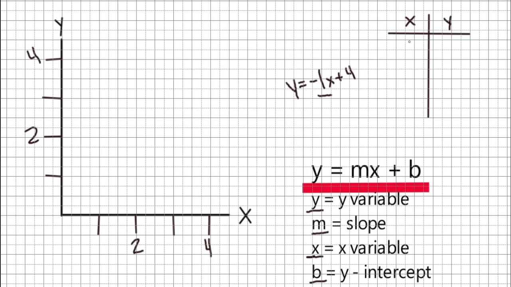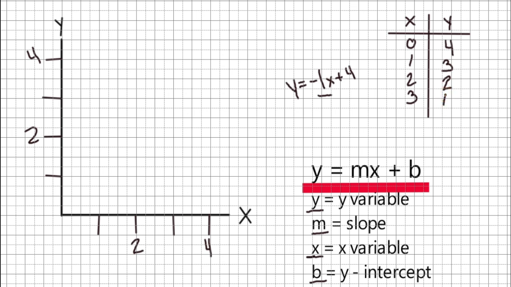Let's go ahead and do 0, 1, 2, and 3. Okay. So 0 times anything is 0, plus 4 is 4. 1 times the negative 1 is negative 1, and negative 1 plus 4 is 3. 2 times the negative 1 is negative 2, plus 4 is 2. 3 times negative 1 is negative 3, plus 4 is 1.